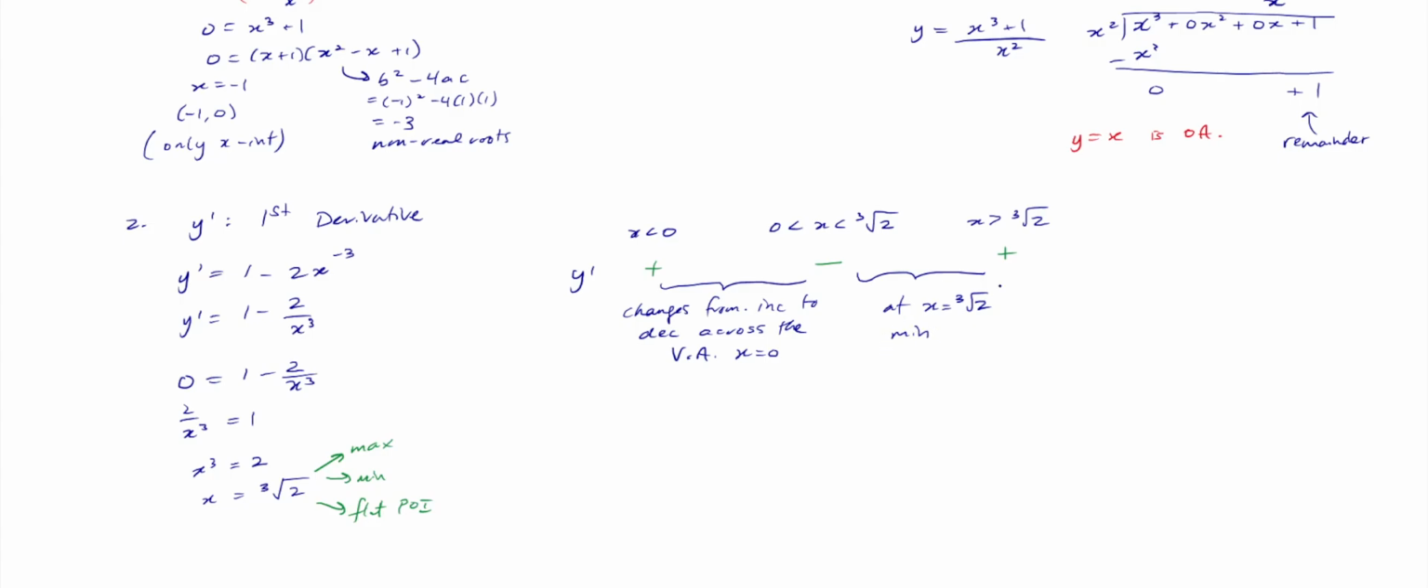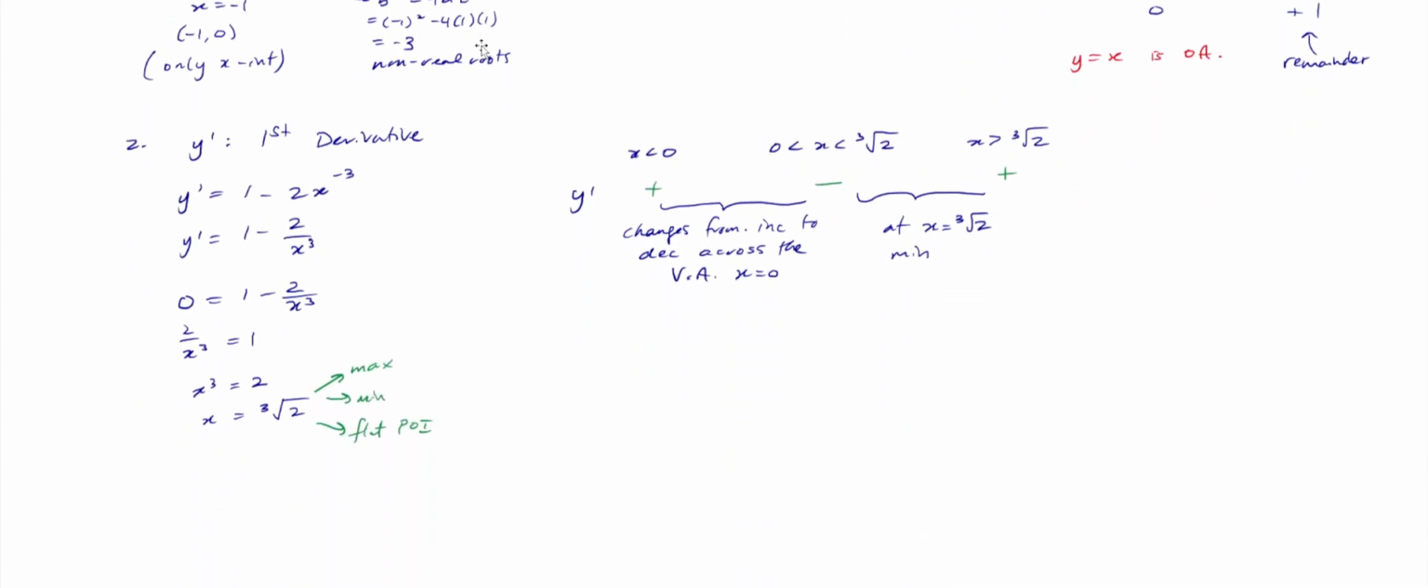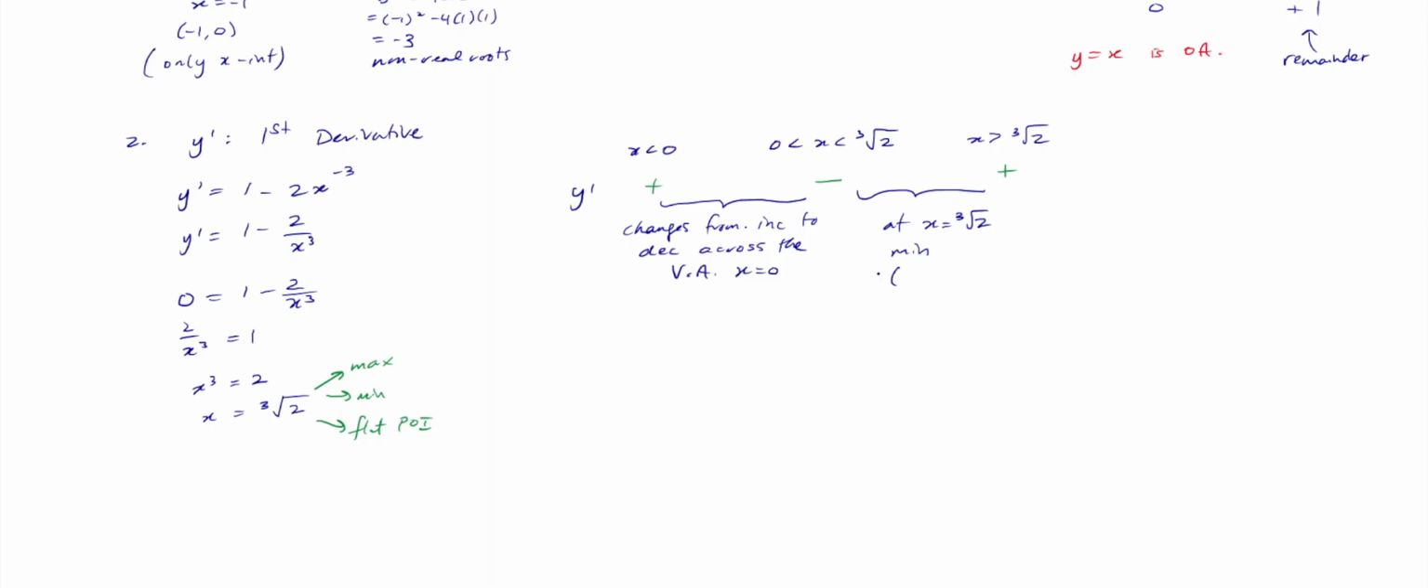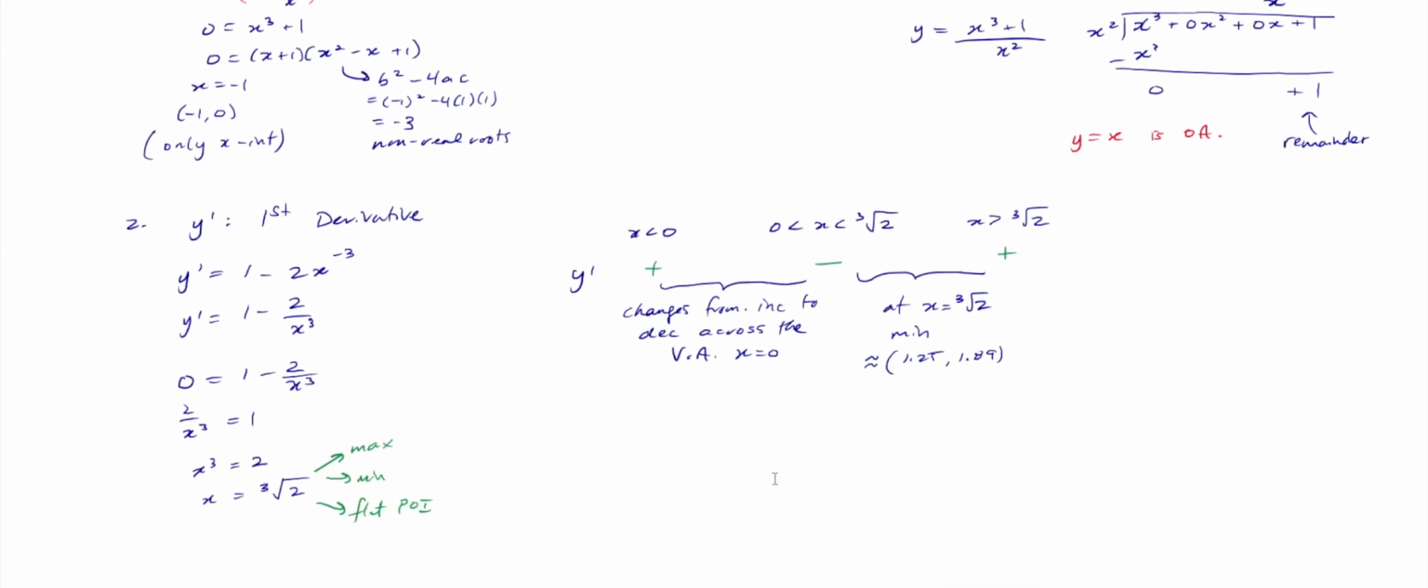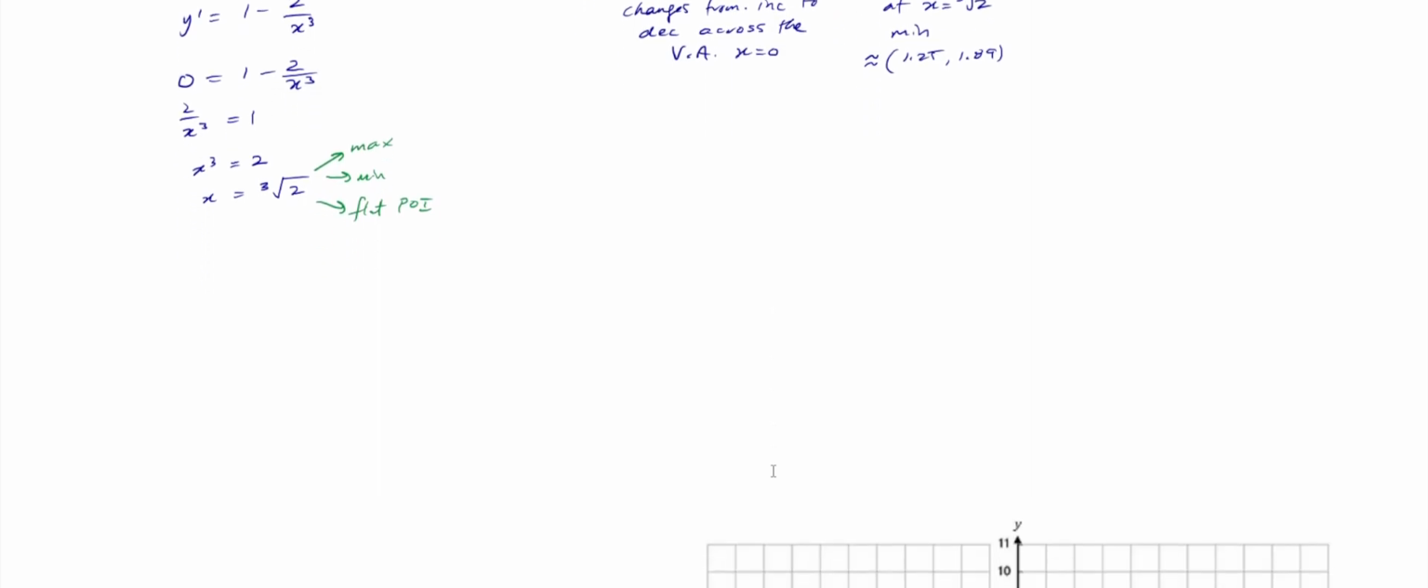And so I plug the cube root of 2 back into the original function to find its y value. And I get approximately 1.88, which is a minimum. I'm just going to clean up that approximately sign. That's where my minimum is located. The next thing I'm going to do is see if I have enough information to determine if there's any use in going on and doing the second derivative.